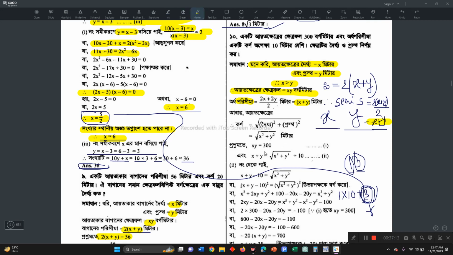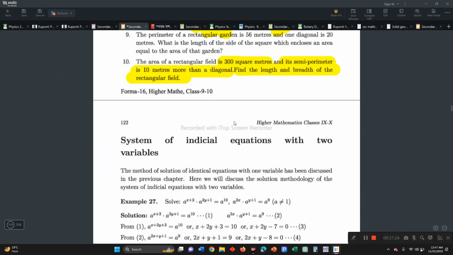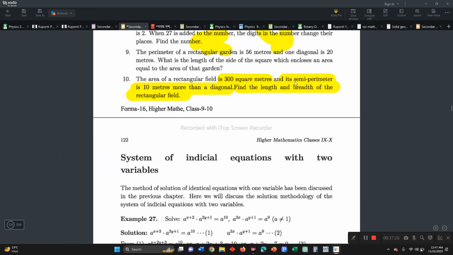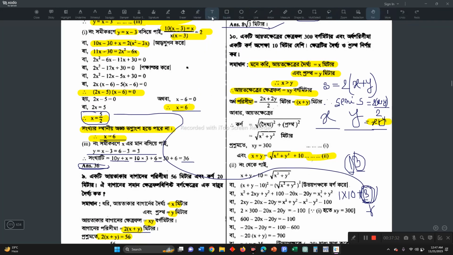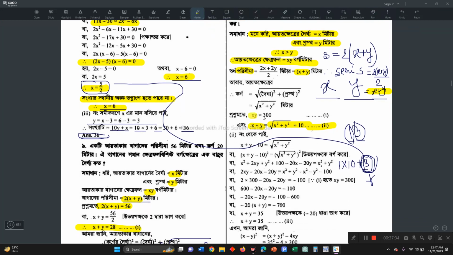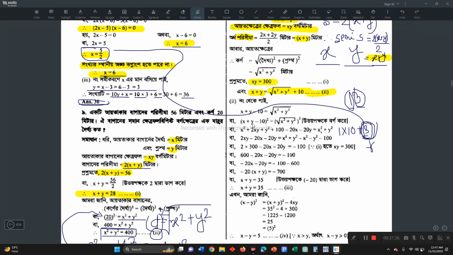So according to the question, the semi-perimeter x plus y is 10 meter more than the diagonal. This is the second condition, and the first condition is that the area of the rectangle is 300 square meter. Okay, so now what do we get from these conditions?